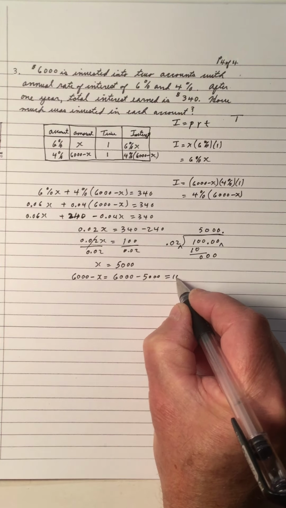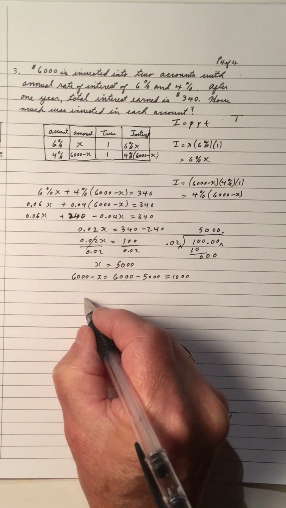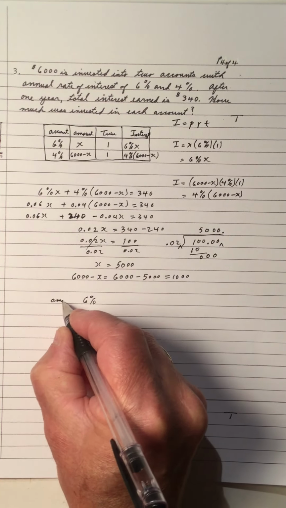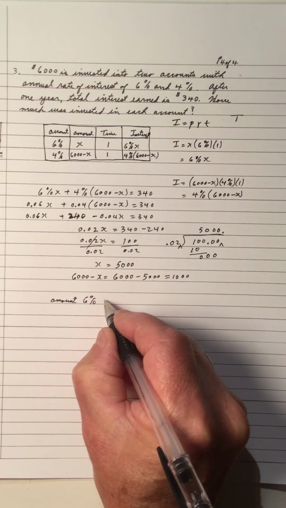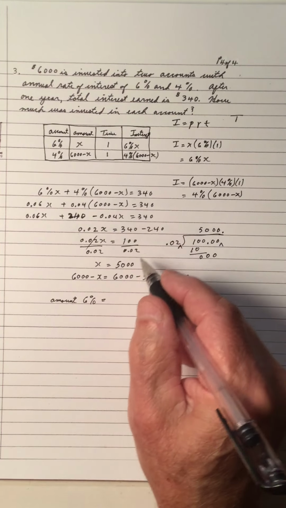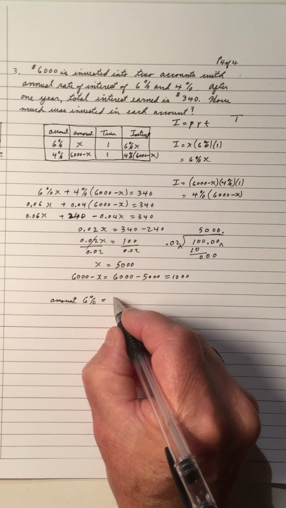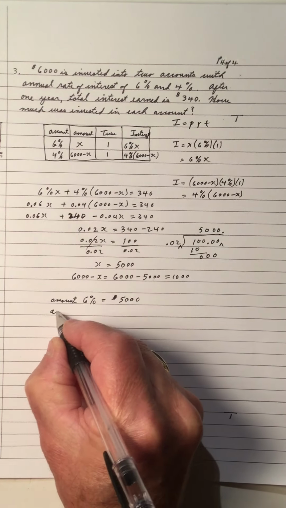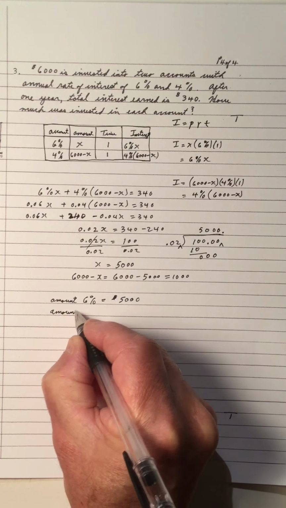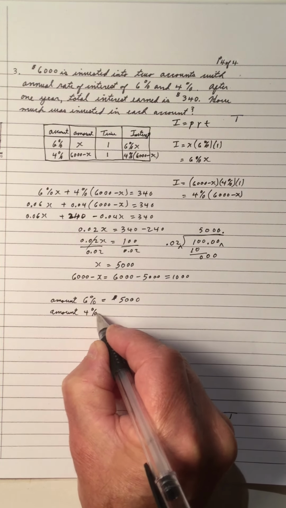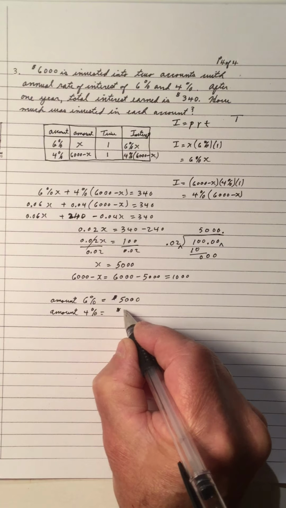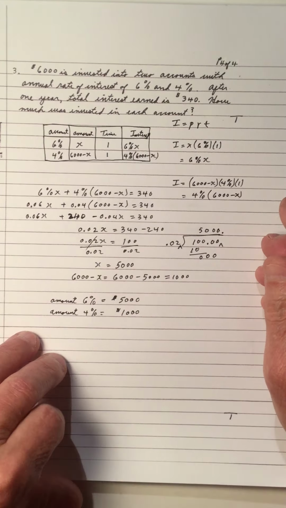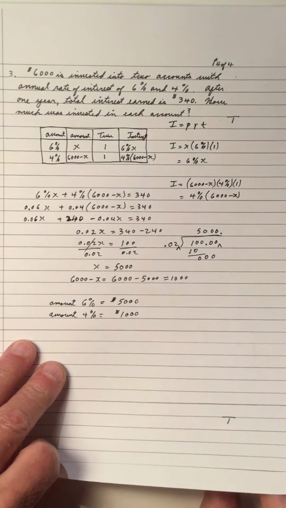That gives us 1,000. So the amount that's put in the 6% account is x, so it's $5,000, and the amount that's in the 4% account is 1,000. And if you have each of these answers, give yourself a mark. So that's 3 marks altogether.